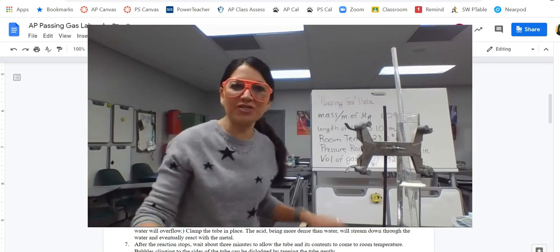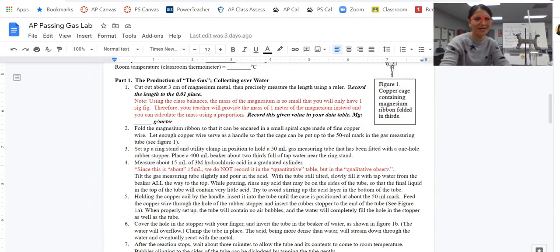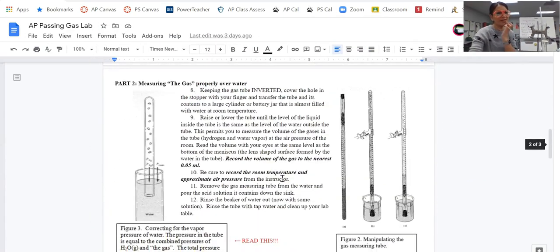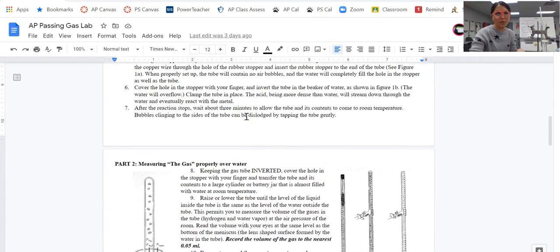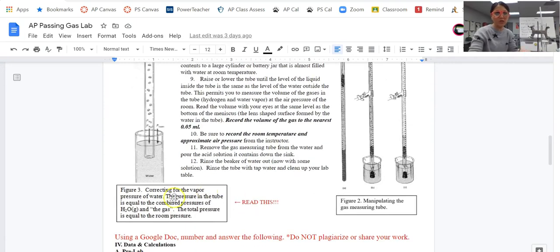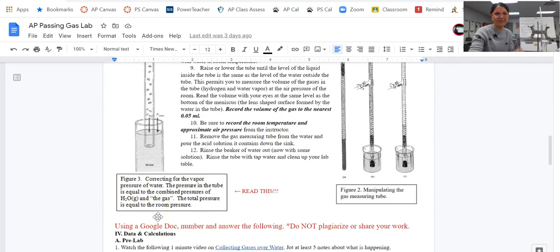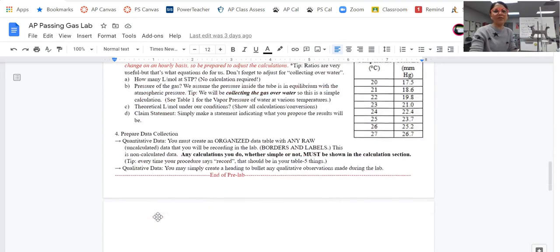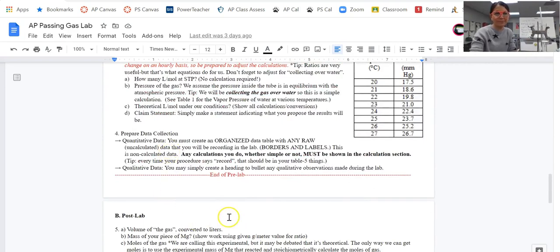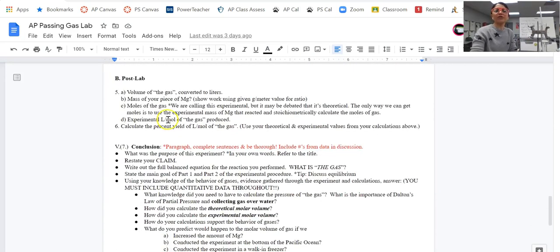So using the information that you have, let's take a look back here at what you have left to do. We had talked about this, I waited 3 minutes and we inverted the tube, and this explains why we're correcting for it in that manner. And so then what you're going to do for your post lab here is you're trying to figure out what the volume of the gas is, pretty easy. What's the mass of your piece of magnesium? Just make sure that you show all of your work for that. There should be an easy ratio that you're going to use.